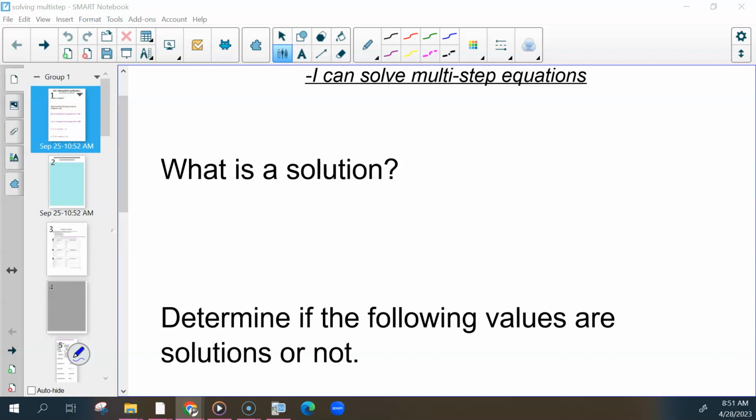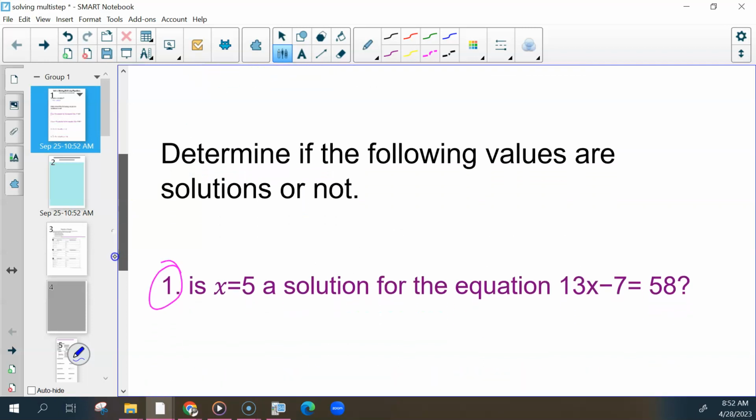I asked you to find the solution to this problem. What am I asking you to find? The answer. How do we determine if something is a solution or not? So like if I said x equals -5 as the answer to this problem, how would I know? How could I check?